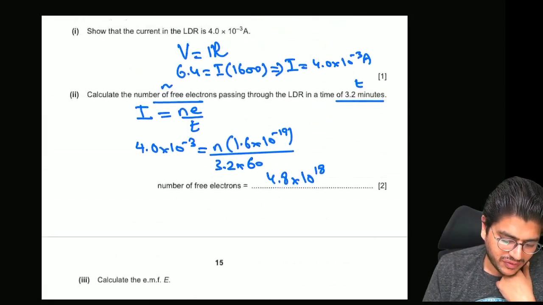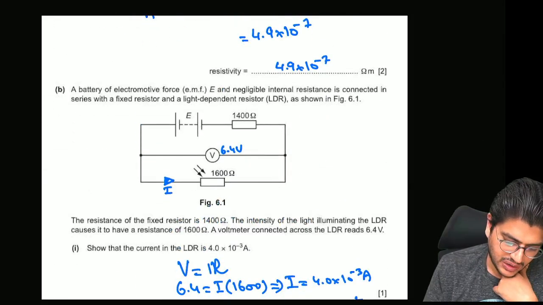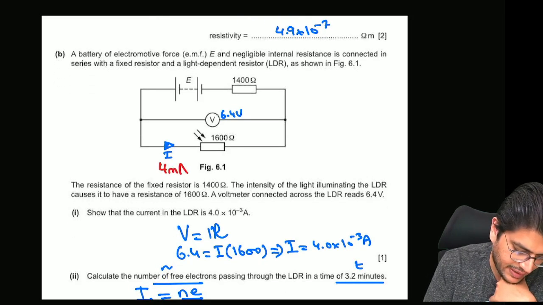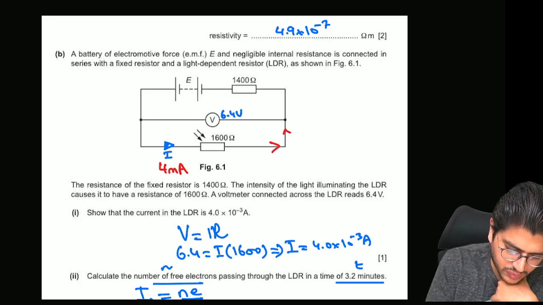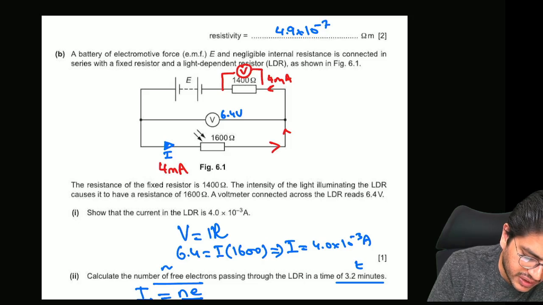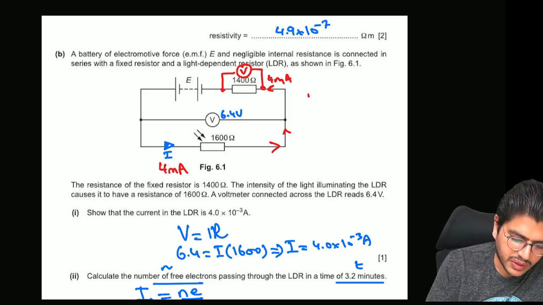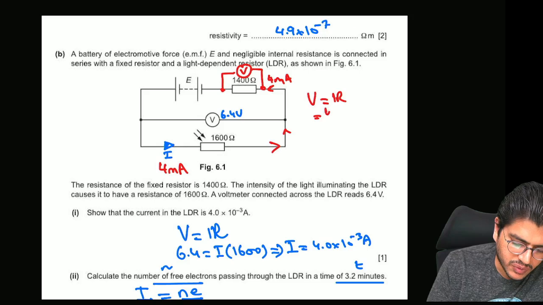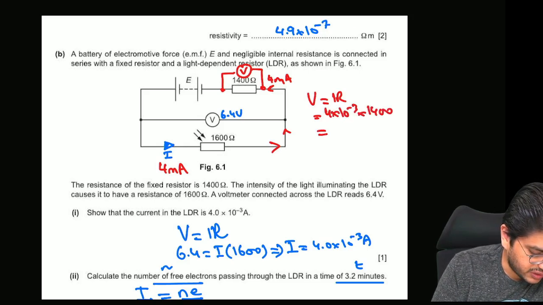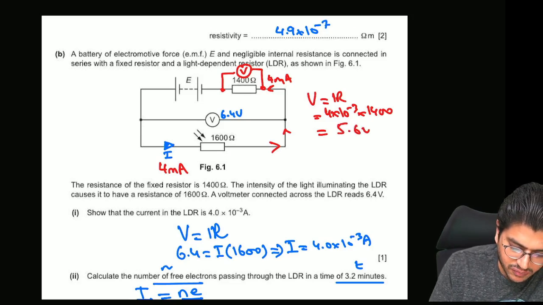Next, calculate the EMF E. Now, look, I already told you that you have the current, which is 4 milliamperes. And you also have the same current going through the 1400 ohm resistor. So can you figure out the voltage drop over here? The voltage drop would be V = IR, which is 4 × 10^-3 times 1400, and you get 5.6 volts.